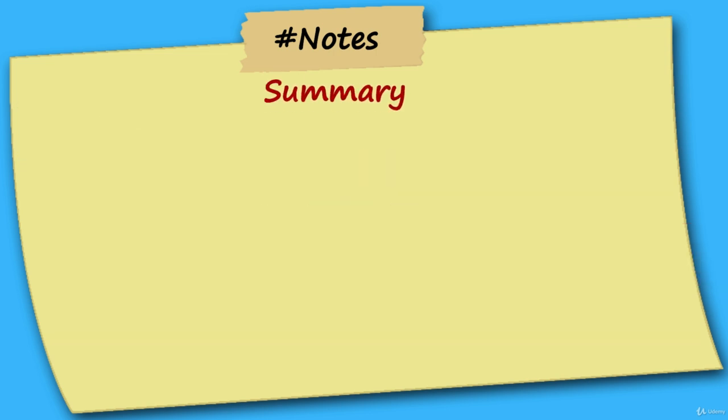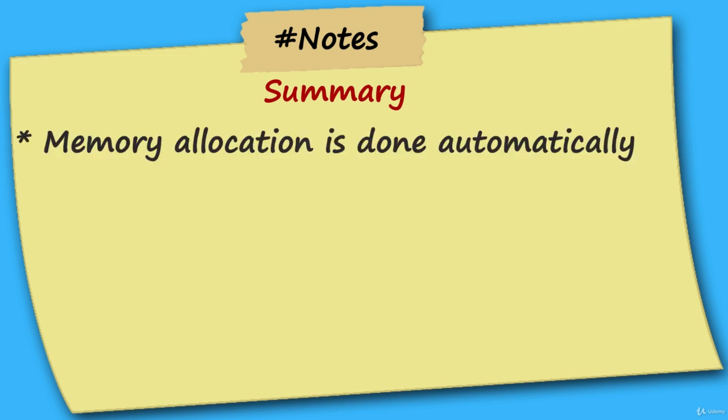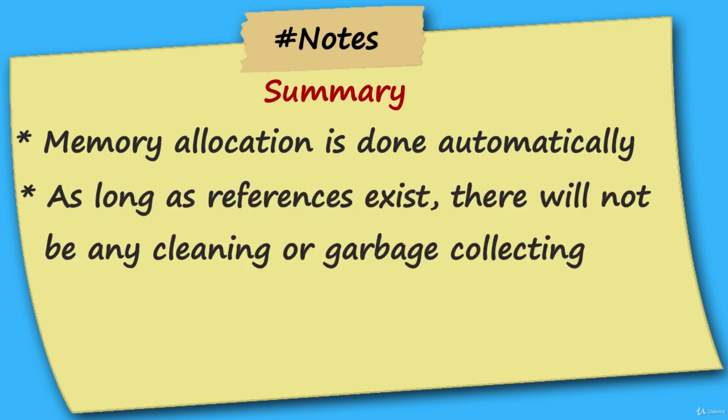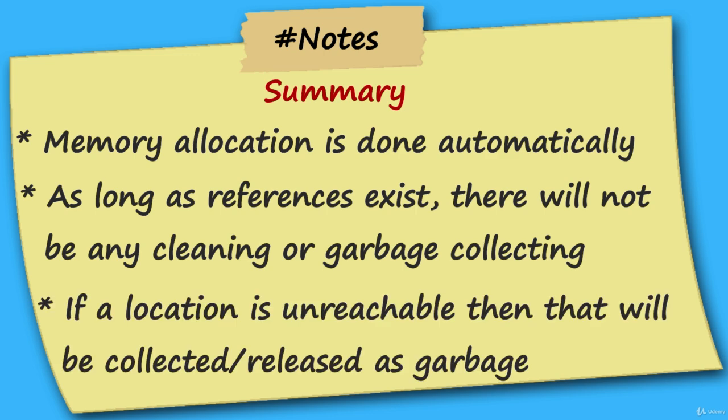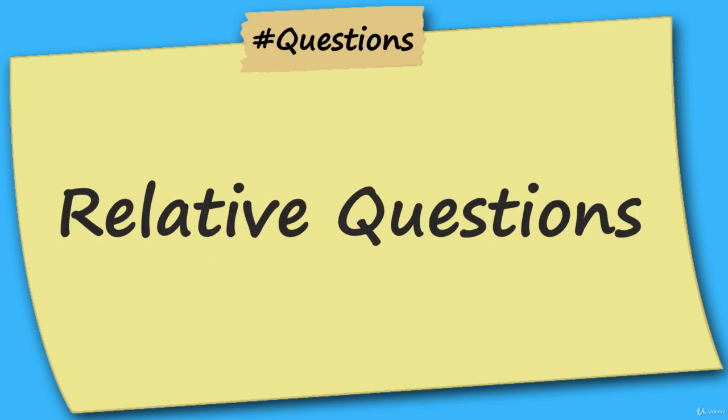So to summarize the concept of memory management and garbage collection, in JavaScript, memory allocation is done automatically. As long as references exist, there will not be any cleaning or collecting of the garbage. If a location is unreachable, then that will be collected as garbage, or that memory will be released. Let's discuss related questions on this topic.